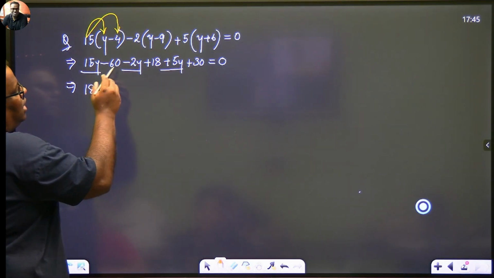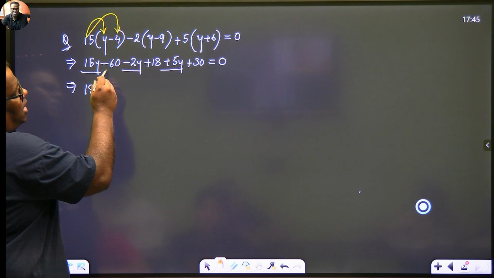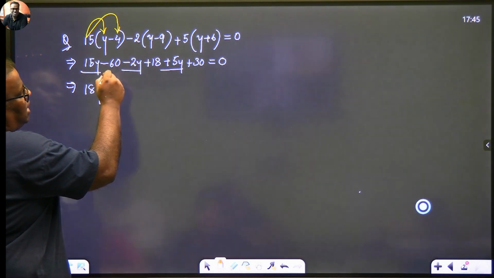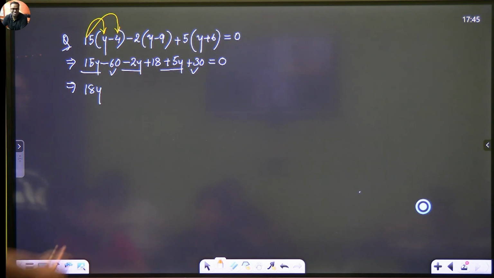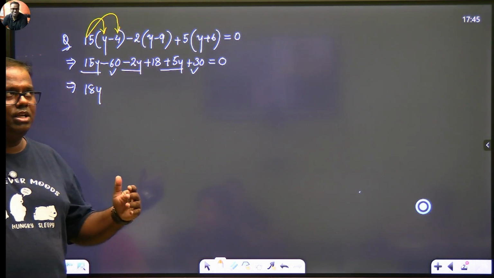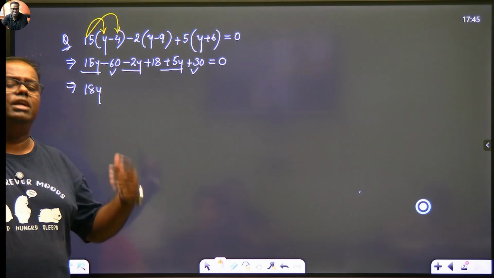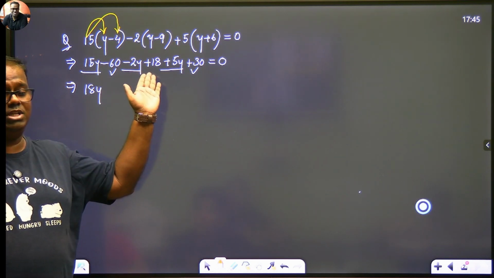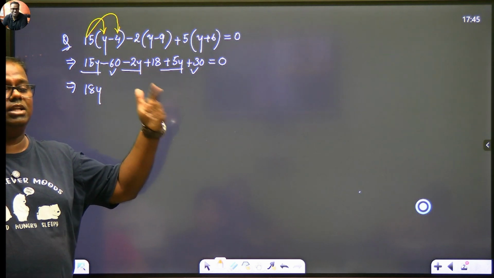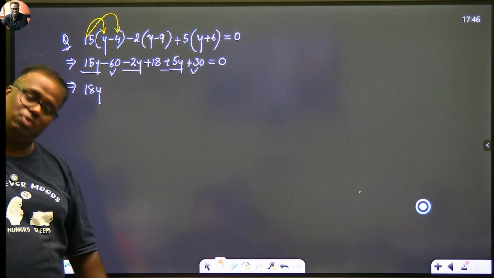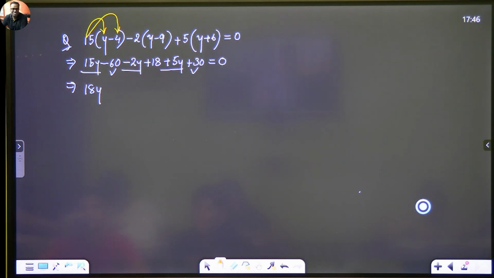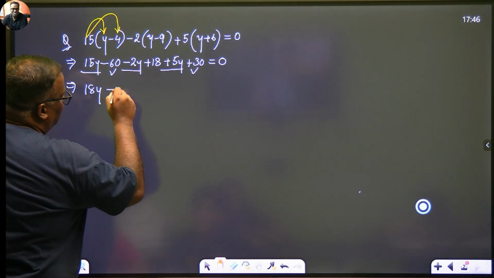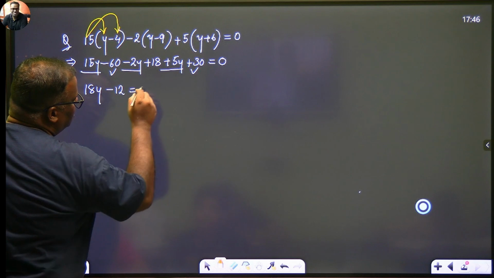15y minus 2y. How much is it? 13y. 13 plus 5 is again how much? 18y. And see, minus 60 and plus 30, how much should it be? Minus 30. Minus 30 and 18. Do it like this: minus 30 and plus 20, how much should it be? 10. But you have got not 20, 18, so add another 2 more. So it should be minus 12. Right? Minus 30 and 18. And if you don't know, you can do it in steps also. So it becomes minus 12 is equal to how much?